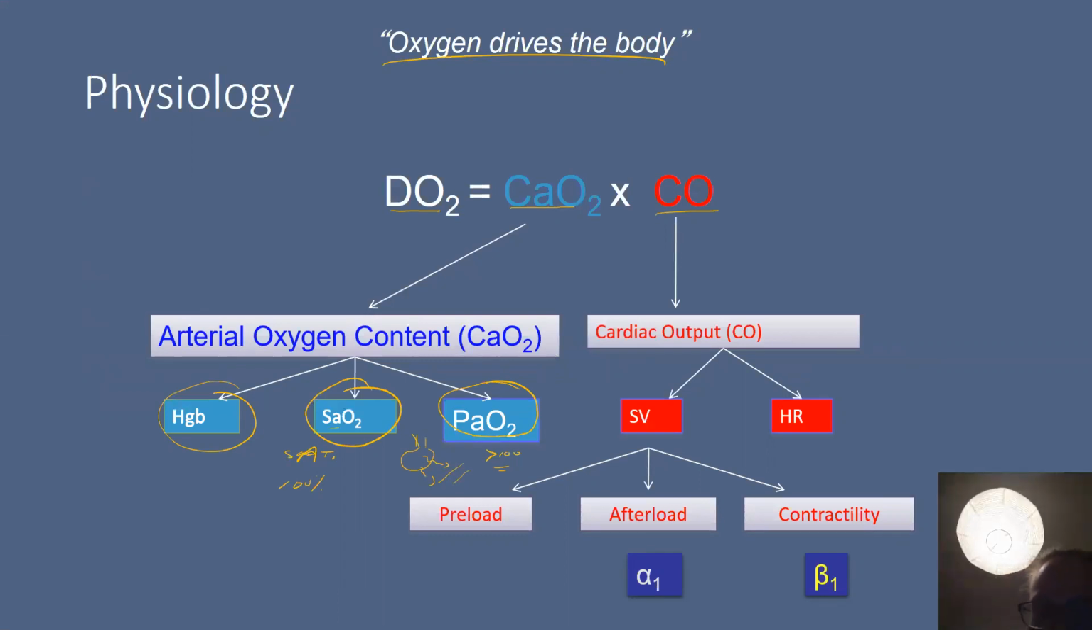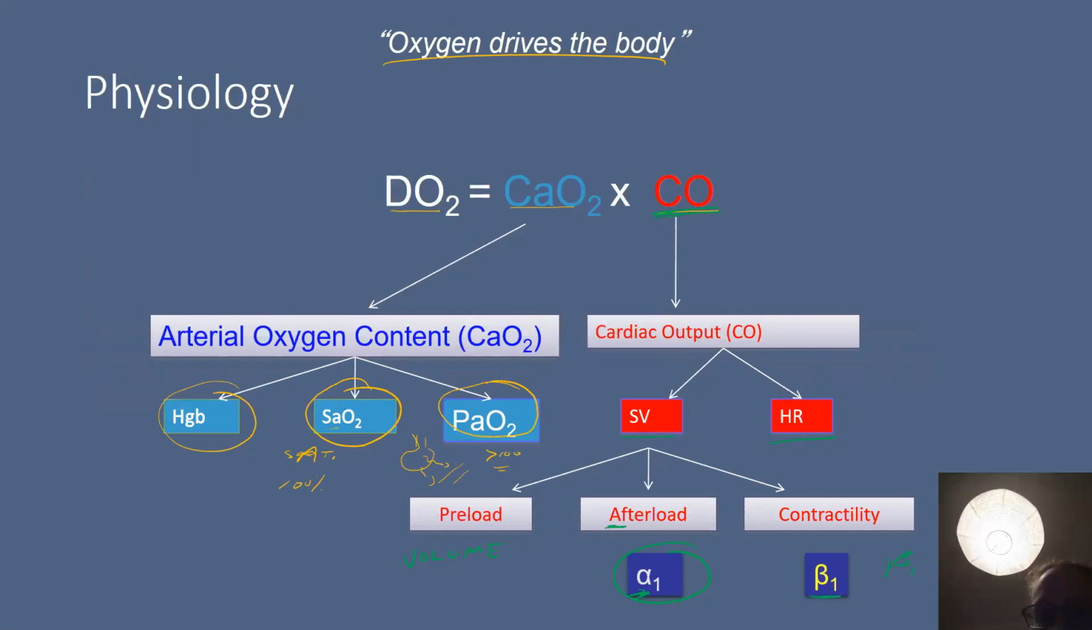But for the purposes of this lecture, we're really going to focus on the cardiac output and the components of cardiac output. The cardiac output is made up of the volume and the heart rate. We'll go into the three components that make up the stroke volume. Those three components are the preload, which is typically regulated by the volume. The afterload is regulated by alpha-1 receptors, and the contractility, which is regulated by a beta-1 receptor.